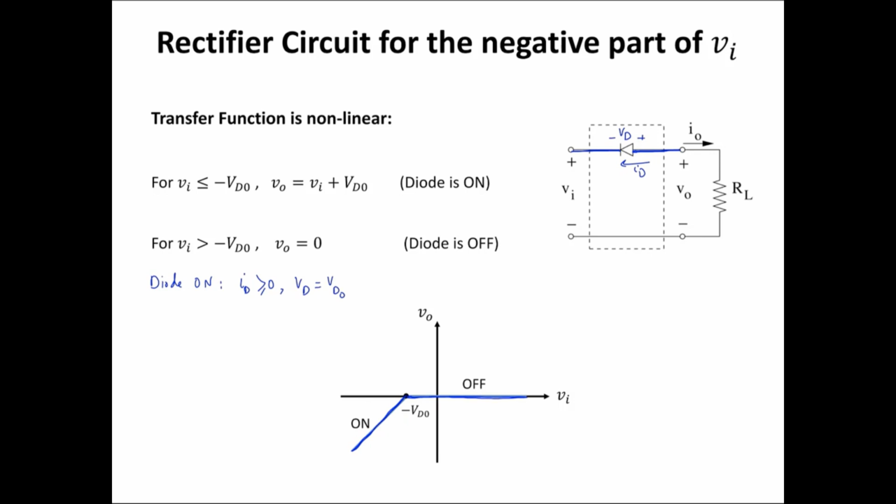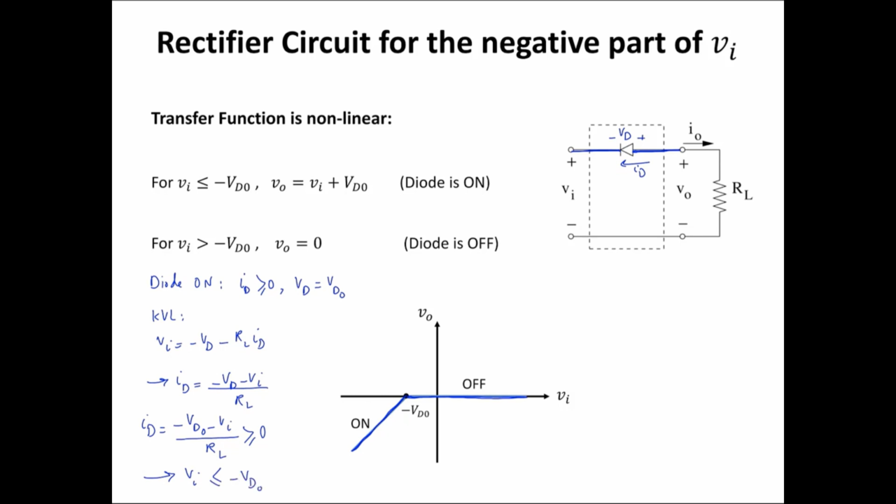I can write KVL in this circuit, and KVL is going to tell me that Vi equals negative VD minus RL times ID, the way that I labeled the direction of the diode current. From there, ID is equal to negative VD minus Vi divided by RL. Also, I know that VD is equal to VD0 when the diode is on, so it's going to be negative VD0 minus Vi divided by RL. This is going to be greater than or equal to 0. That's going to tell me Vi is less than or equal to negative VD0.